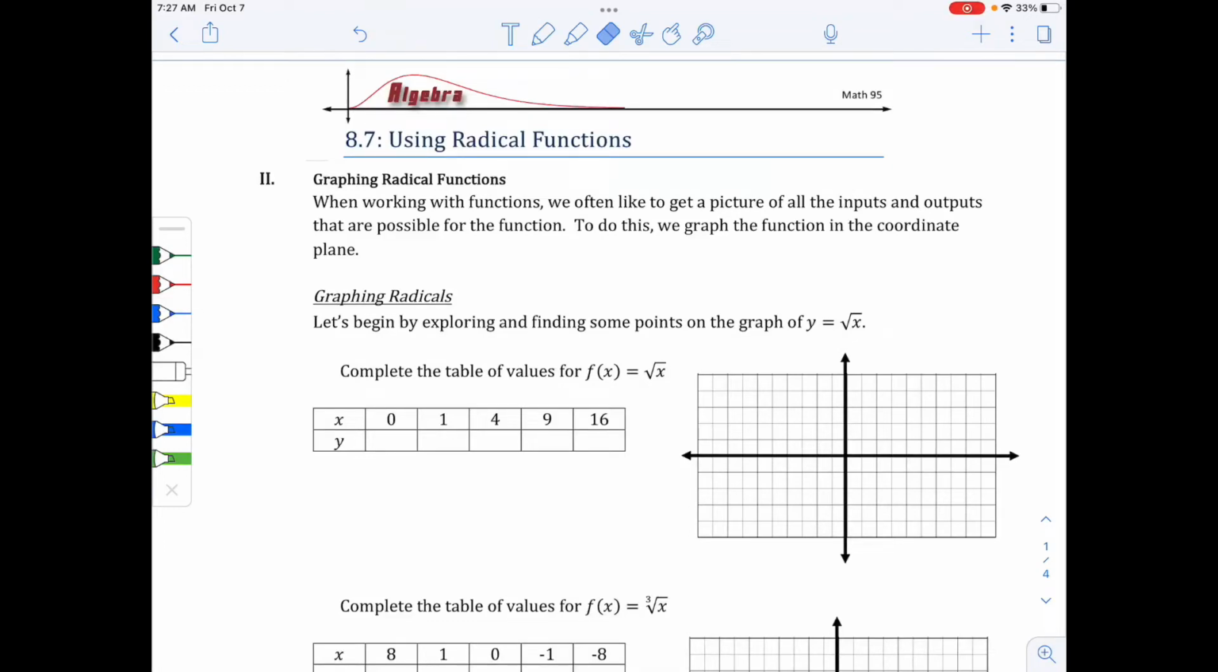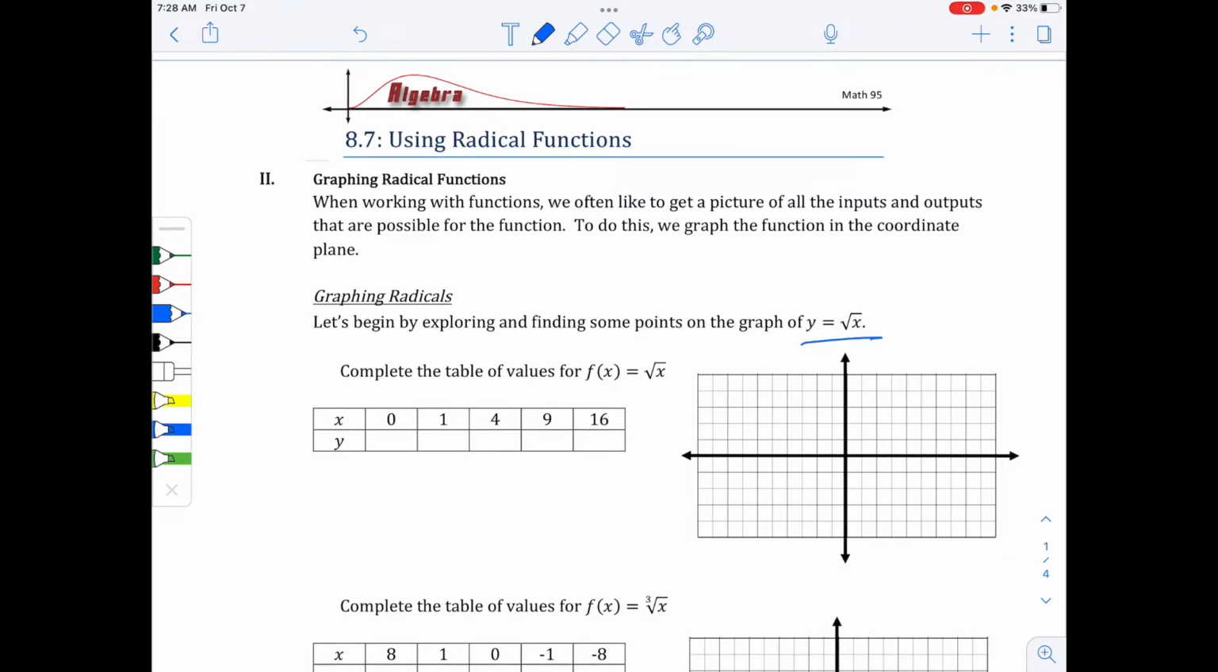I want to take a few minutes and look at some graphs of some radical functions here. When we're graphing radical functions, we're going to start with the table of values and just look at what the graph looks like. Then we'll move from a table of values and be able to just graph it without the table of values and know where the graph is. That's our goal. So we're going to start with the graph of y equals the square root of x.